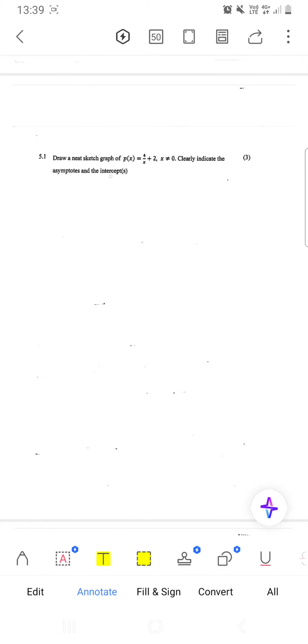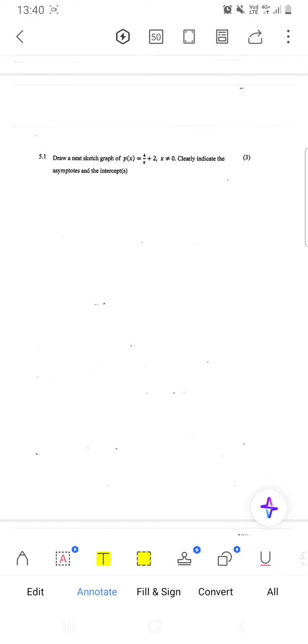So the first thing, guys, we have to know that this is the hyperbola function. So we are dealing with a hyperbola function. The reason behind that is the denominator is the independent variable. The minute x is a denominator, we know that we are dealing with a hyperbola function.